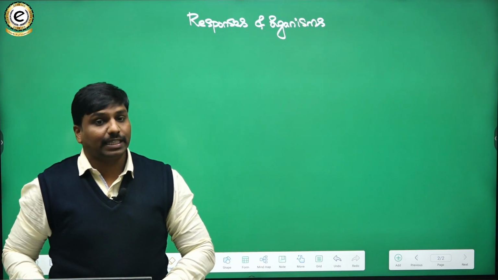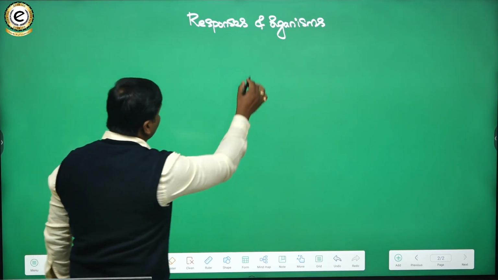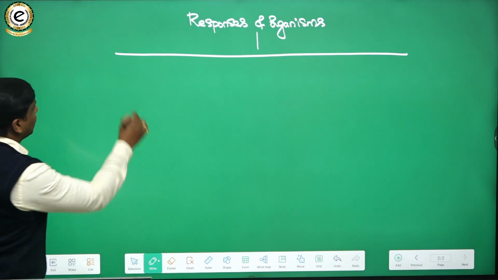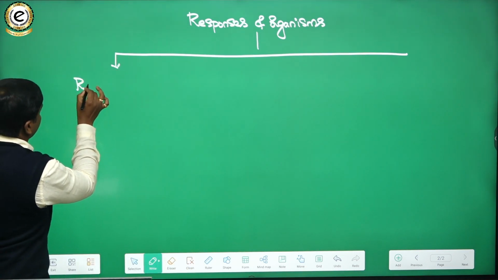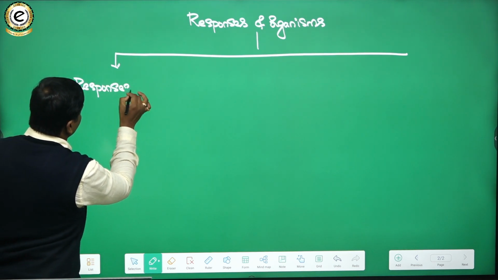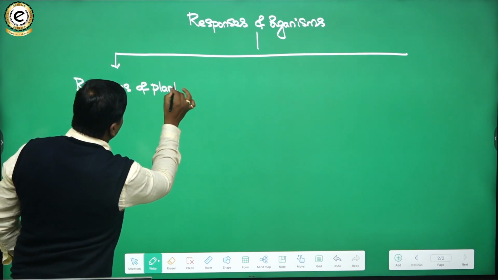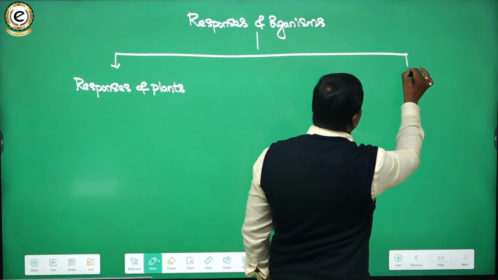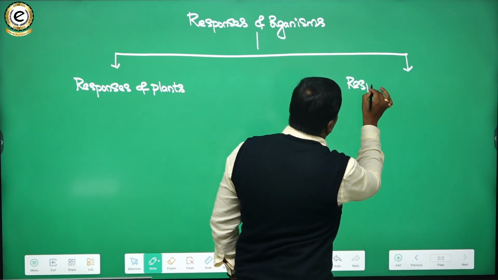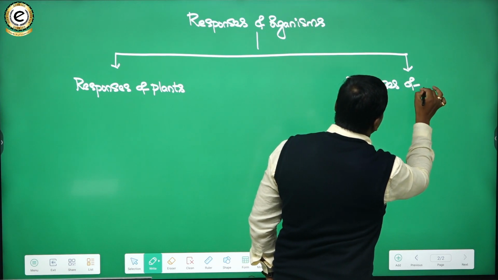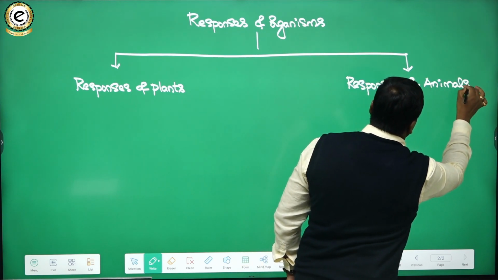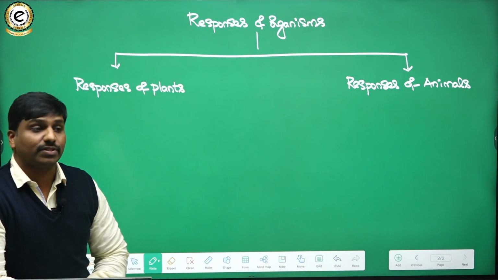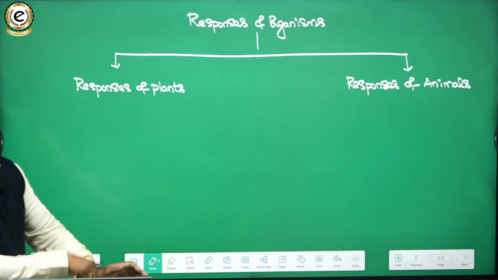When we talk about the responses of living organisms, they can be broadly categorized into two basic groups. One is the responses of plants to various abiotic components. Then we can also have the responses of animals separately, to the abiotic components. So what are the important responses that plants will show towards the abiotic components?